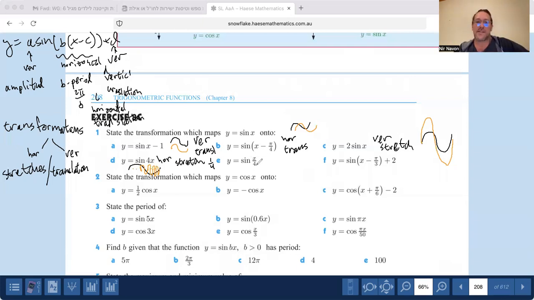This is sine of x over 4, so it is very similar to that. It's inside the sine, and that makes it not vertical, sorry, horizontal stretch. But this time with the scale factor of 4. So if this is our sine, then it will be not 1, 2, 3, 4. It will be something like that.